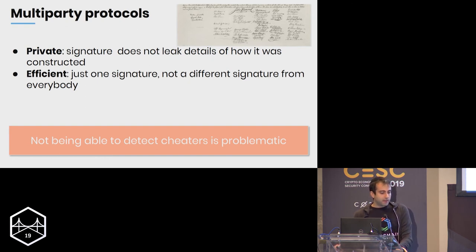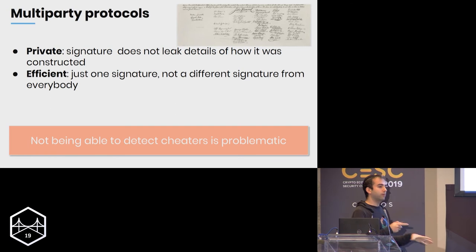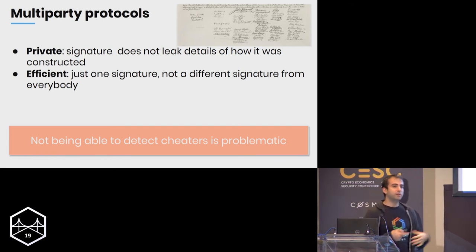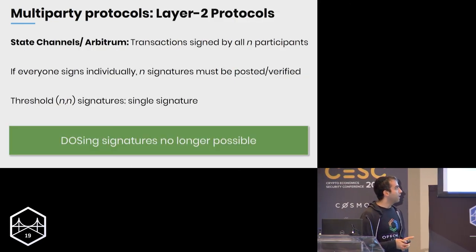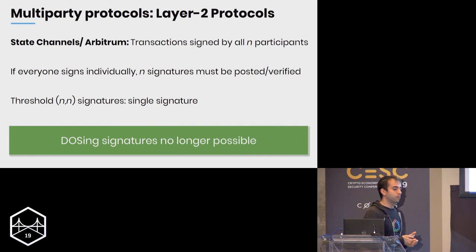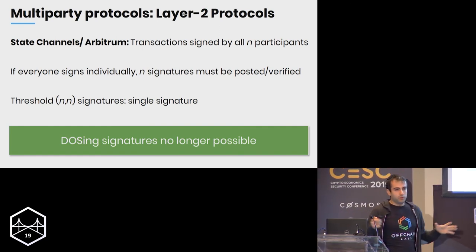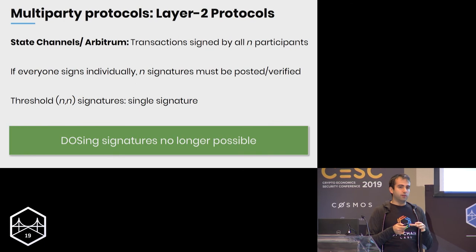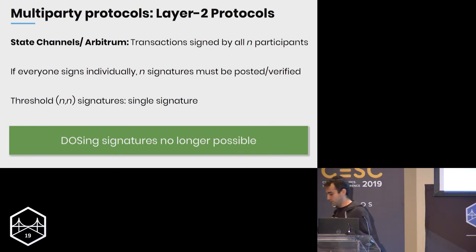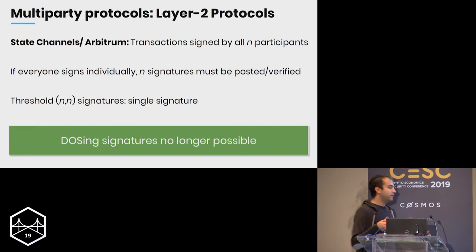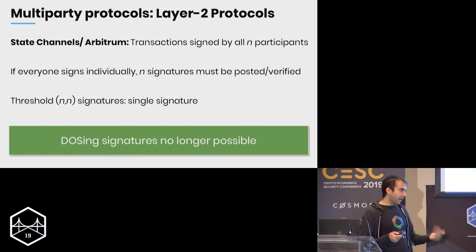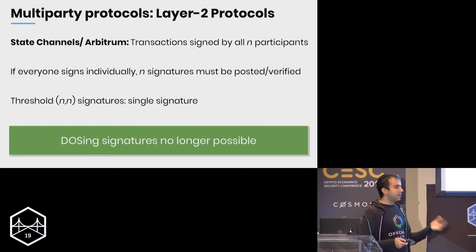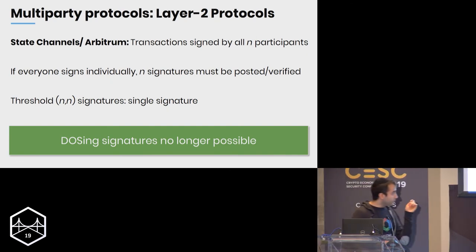But the problem is that when you have multiple parties coordinating in a protocol, the inability to identify cheaters becomes pretty problematic. One person does the wrong thing, they DOS the entire protocol. This comes out in state channels, for example, or Arbitrum, where you need unanimous signatures. Everyone needs to sign off on a state update. That means for every state update, you have N signatures. It would be much more efficient if you can get a single signature. But again, if we're using previous protocols, there's a DOS attack here that's very cheap and can be really catastrophic. So that's something I'm really excited about.